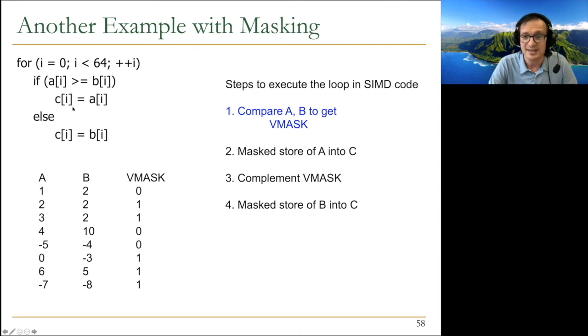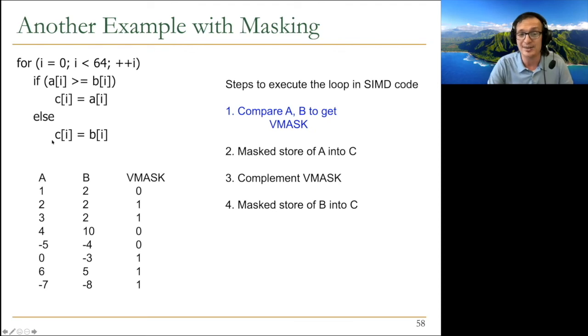That's what this is. And then we need to complement the VMask. So basically, the first mask store uses this VMask because if AI is greater than or equal to BI, the vector mask bits are set, then CI should get AI, right? That's the mask store of A into C.